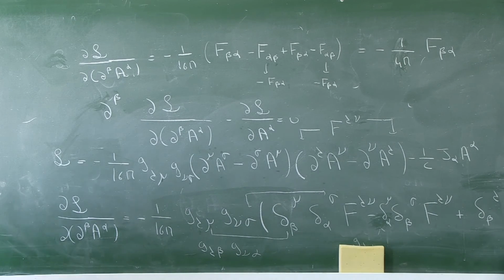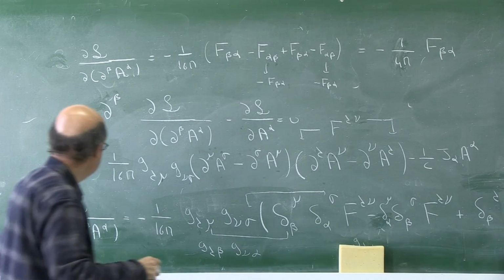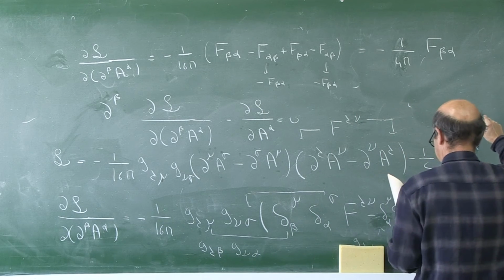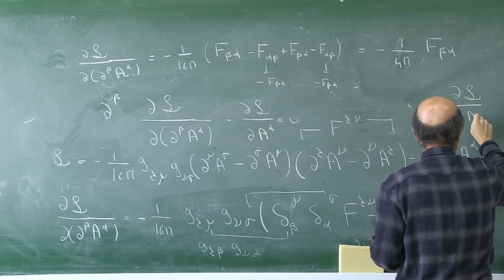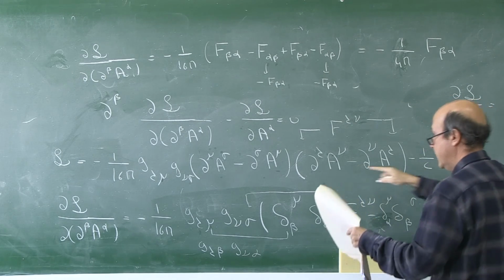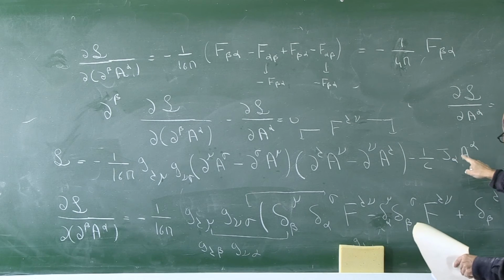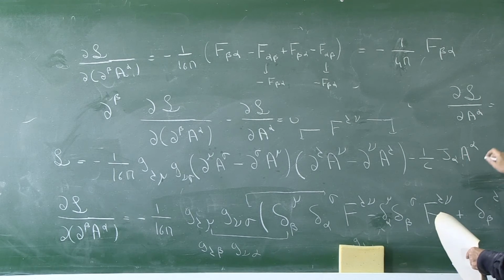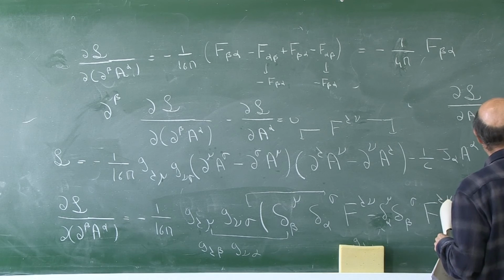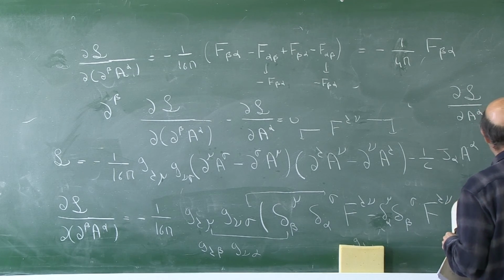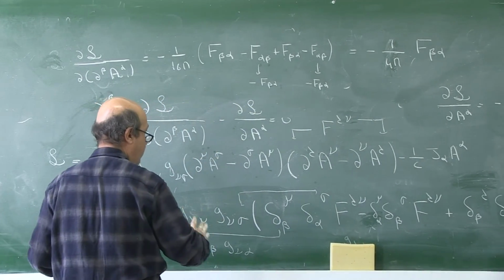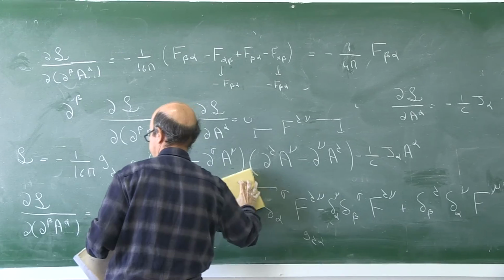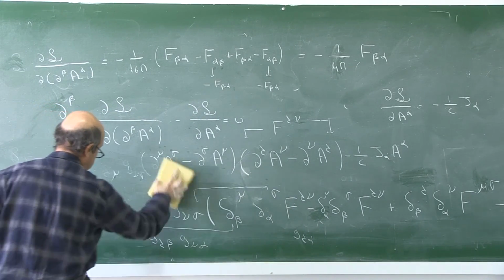So basically, we are coming to the end. The Lagrangian density, if you take the derivative with respect to A alpha, you will obtain 1 over C J alpha. And now we can write the equation of motion.